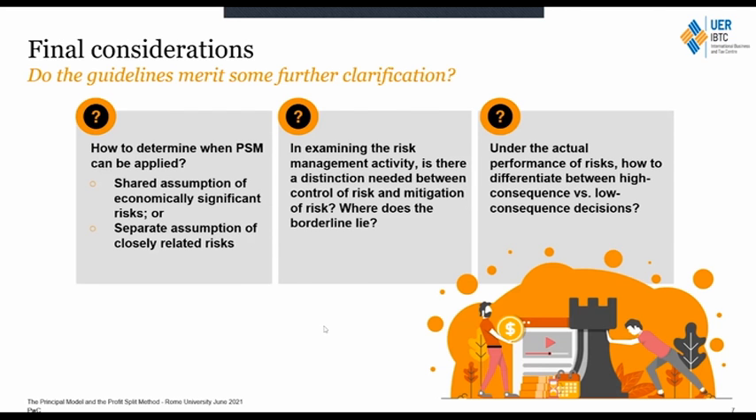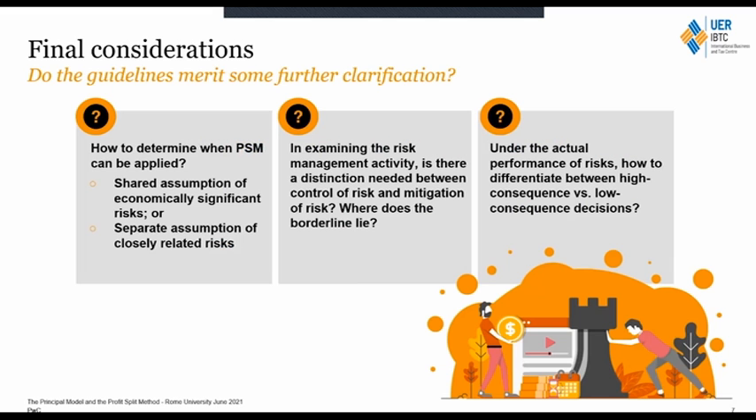And then thirdly, under the actual performance of risk, it's very important to see, and I think my slides are gone, but that's not a problem, how to differentiate between the kind of risks. So there can be high consequence versus low consequence decisions, and the guidelines don't make a distinction. So it would be helpful, for instance, when dealing with profit split, when profit split would be the most appropriate method, that this would at least as a minimum apply to these high consequence decisions.